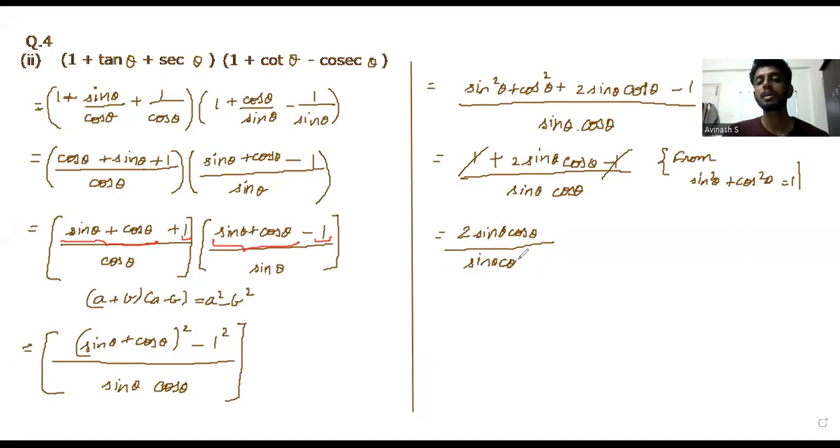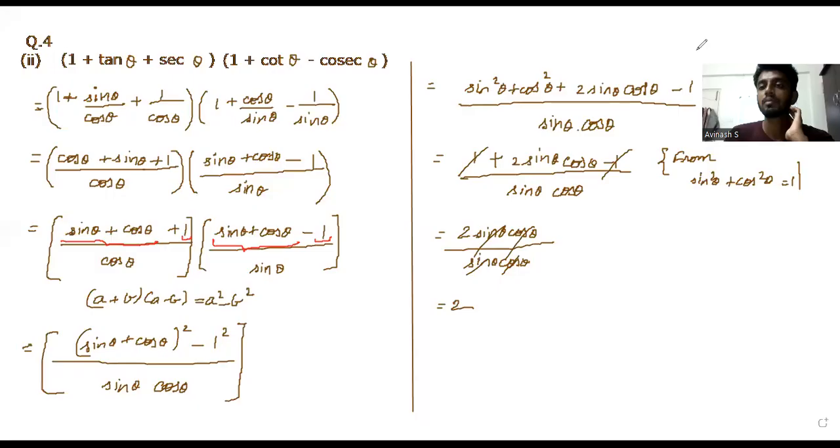So cos theta and cos theta will get cancelled. Sin and sin will get cancelled, leaving you with 2. So 2 is the answer for the second. So the answer is option C, which is 2.